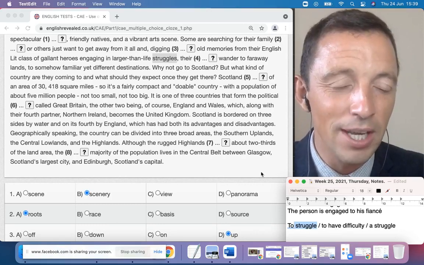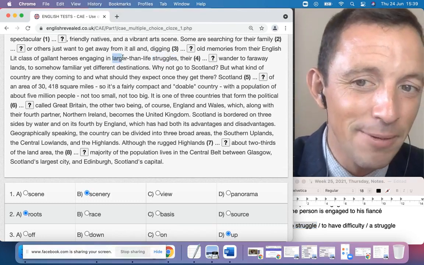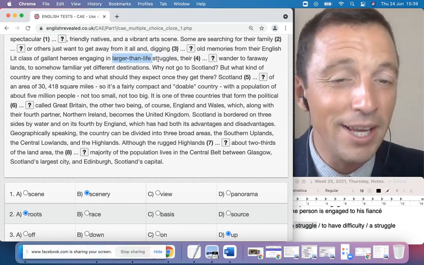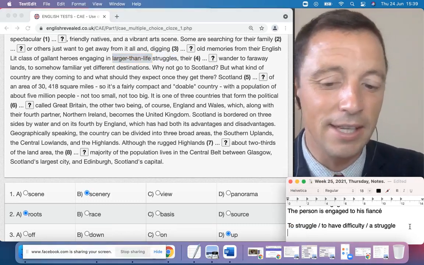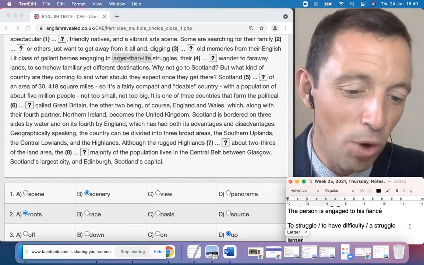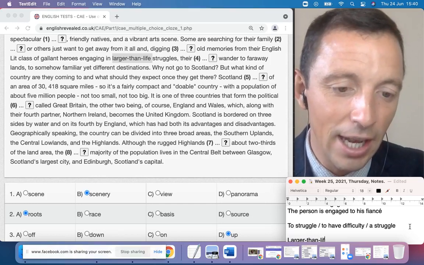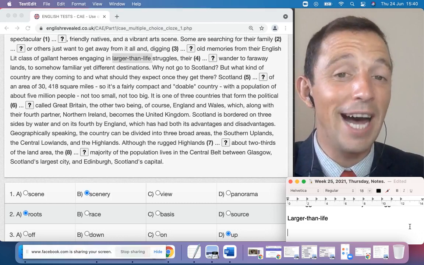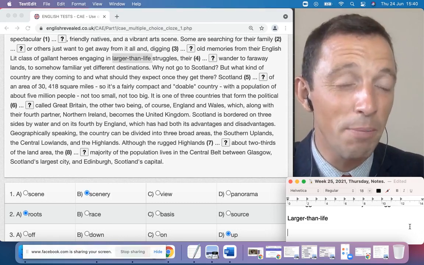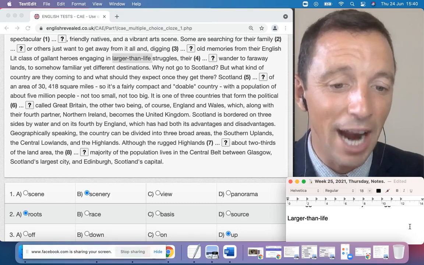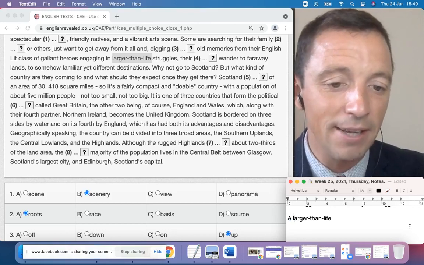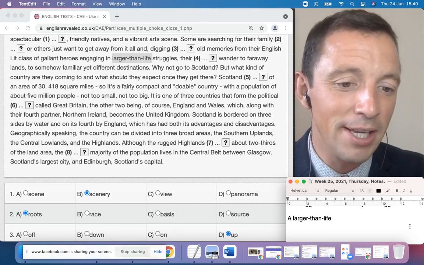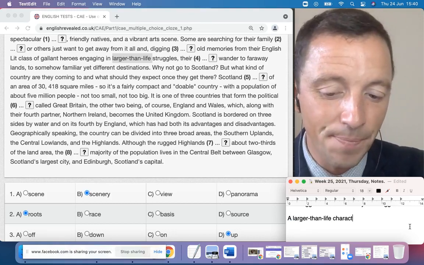Very important. The next expression is very, very good, very advanced, and the word is larger than life. It's a very typical adjective for a person. So if the person is a larger than life character, the significance is they are very, very charismatic, maybe.